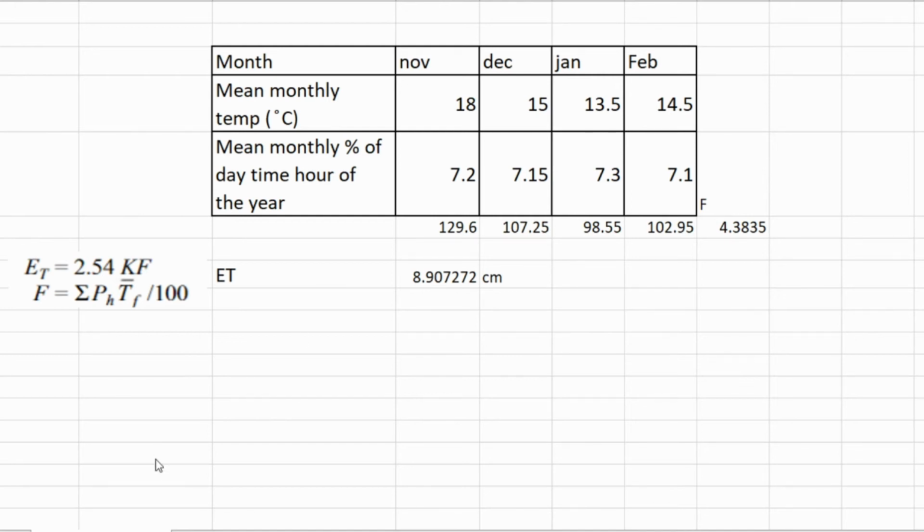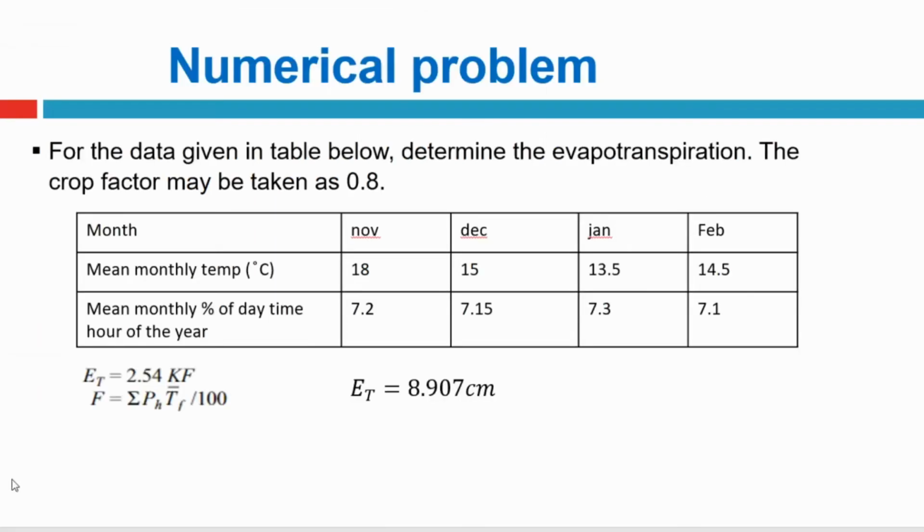Now you can also solve this on your own. Take this problem, note it down, and then try to solve this. This is how we can solve evapotranspiration.